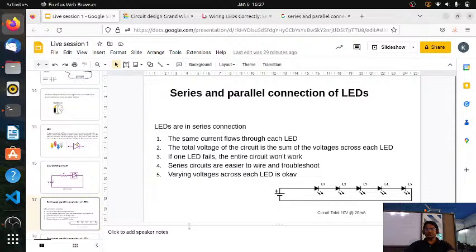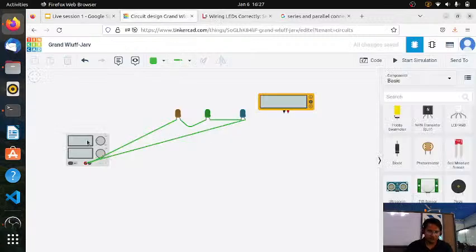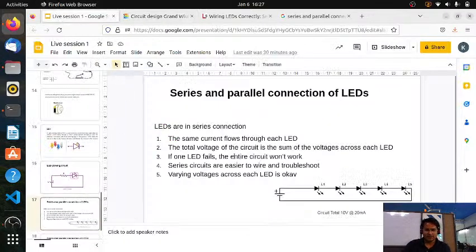The total voltage of the circuit is the sum of the voltage across each LED. We have verified this also. We were applying 6 volt and every LED was getting 2 volt. 2 plus 2 plus 2, it's 6. Okay. Now, if one LED fails, the entire circuit would not work.